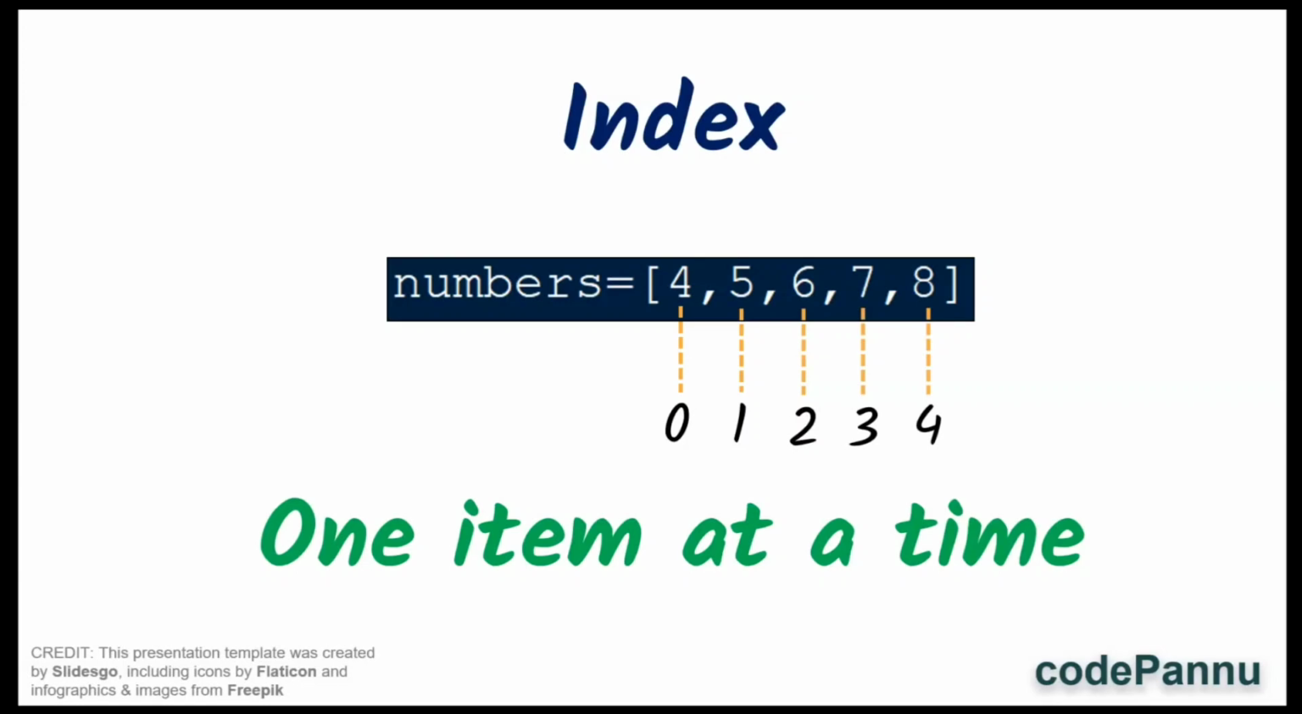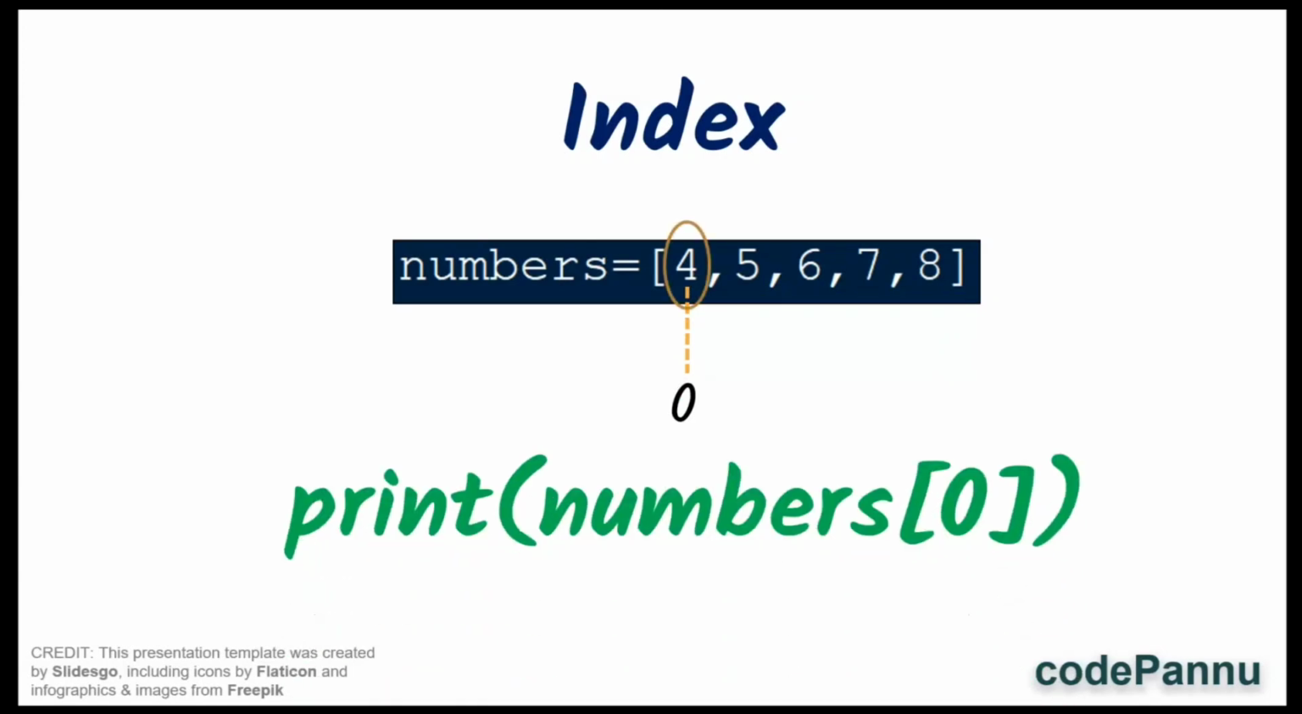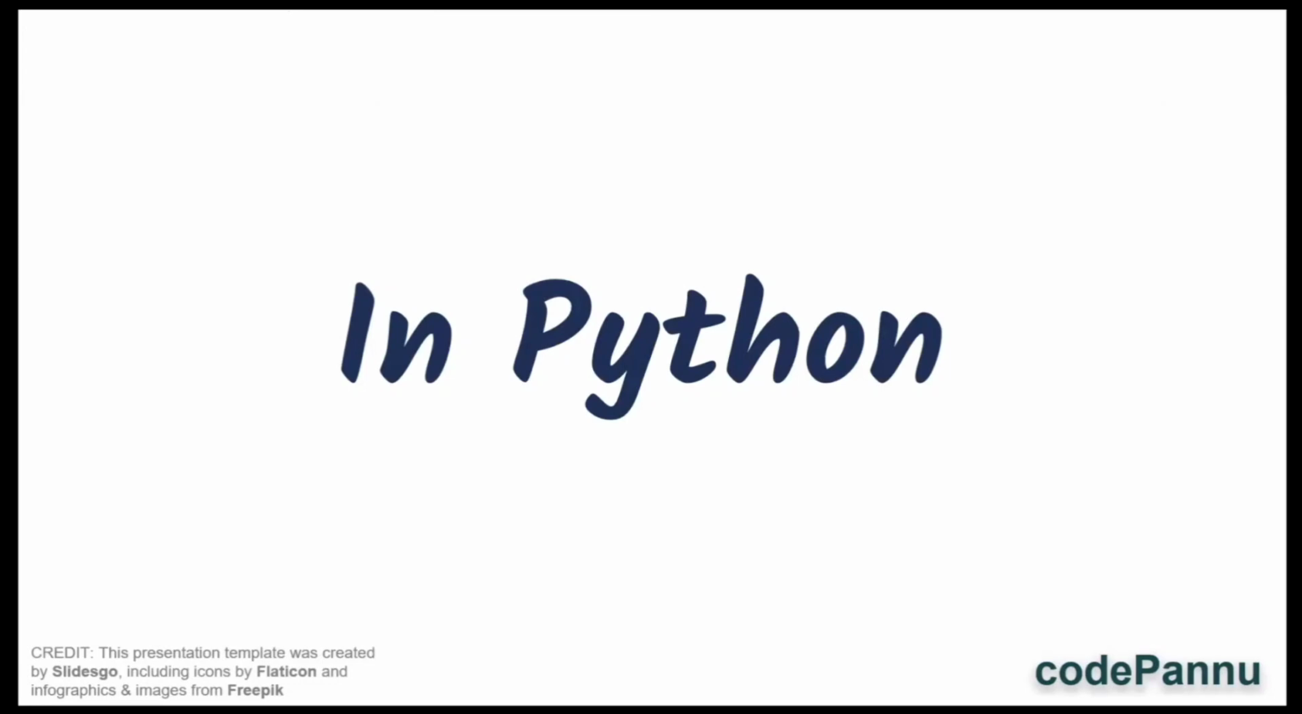So, if I want to take the first item in the list and print it, I would write print, open bracket, numbers with the index 0 within the square bracket and then close the bracket. Because the first item has the index number 0. Let us go to Python and write it.